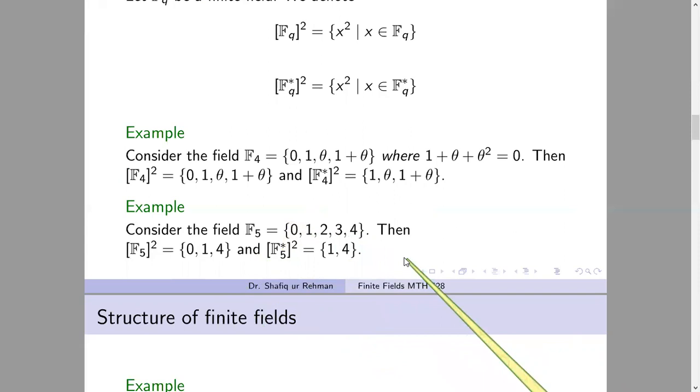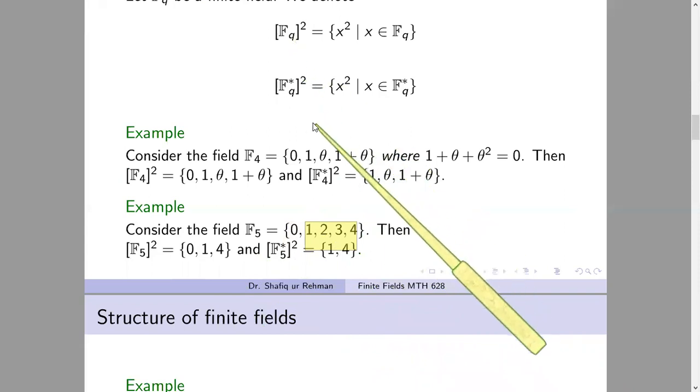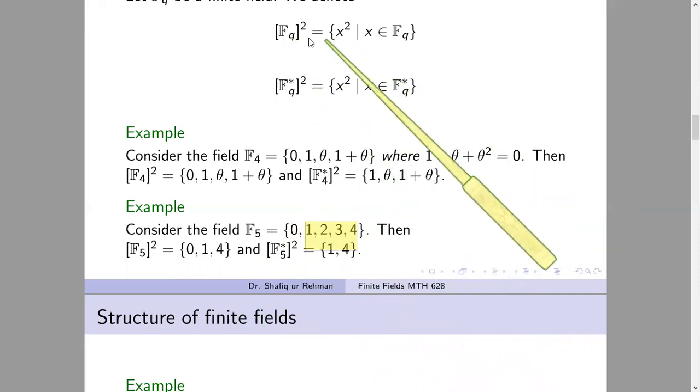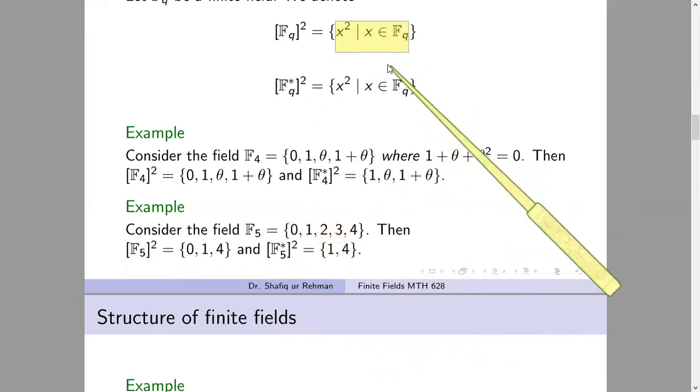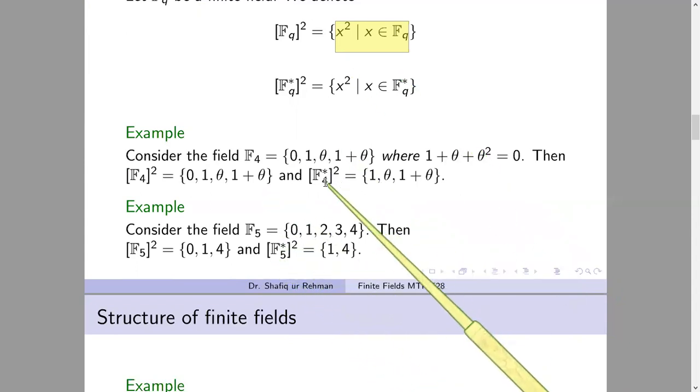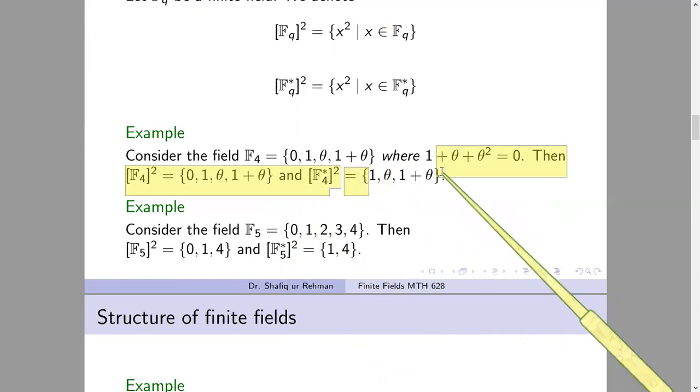And you see, if we exclude 0, then in F5 star, half the elements are squared elements. So this is in fact the set of all square elements of the finite field. This set consists of those elements which are equal to the square of some element, that are squared elements. And in F4 star, all the elements are squared.